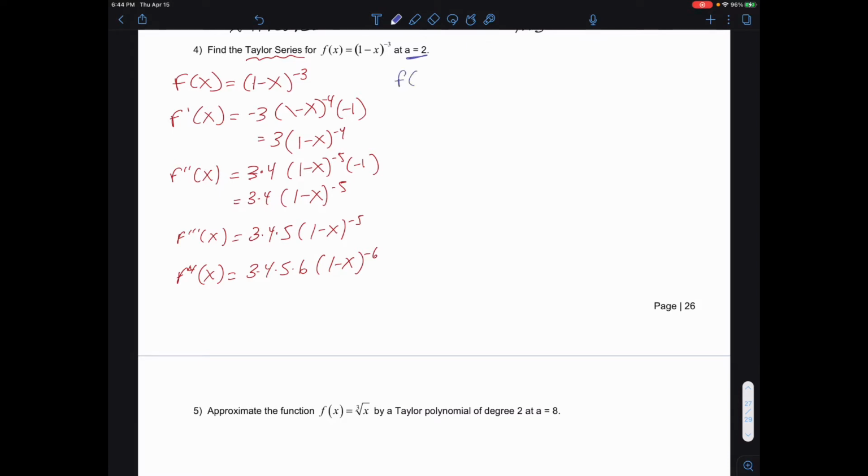So we'll start with evaluating f of 2. If I plug 2 into my original function, I'm going to get negative 1. If I plug 2 into my derivative function, I'm going to get 3. If I plug 2 into my second derivative function, I'm going to get negative 3 times 4. So check your negative signs on these. They're a little different here. If I plug 2 into the third derivative, I get 3 times 4 times 5. And into the fourth derivative, plugging in 2, I get negative 3 times 4 times 5 times 6.